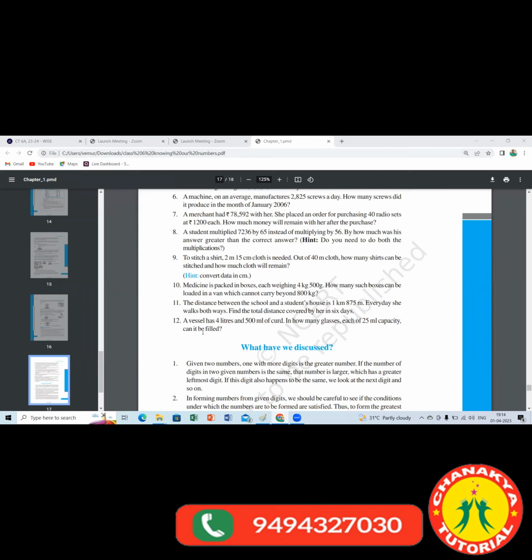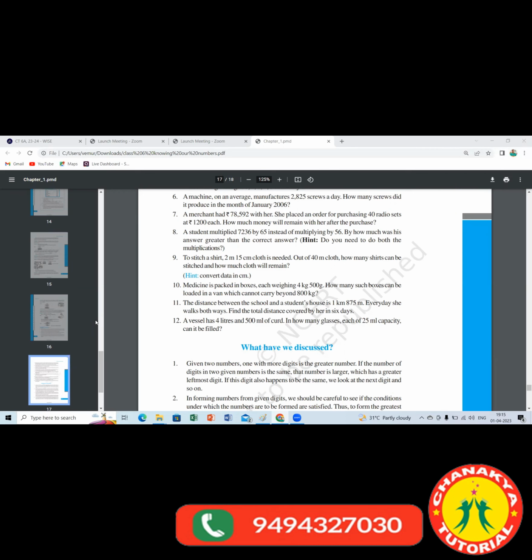Right, Deepika. Ashwath, come on. Question number 7 for you. Read the question. Try to identify the merchant's operation. A merchant had 78,592 rupees with her. She placed an order for purchasing 40 radio sets at rupees 1,200 each. How much money will remain with her after the purchase?